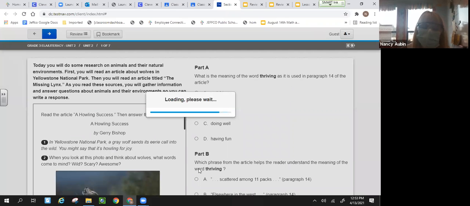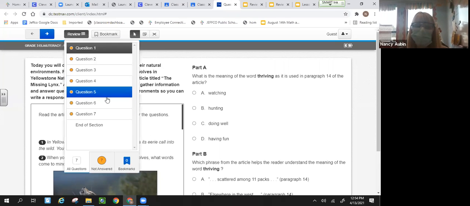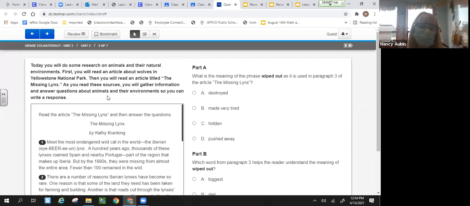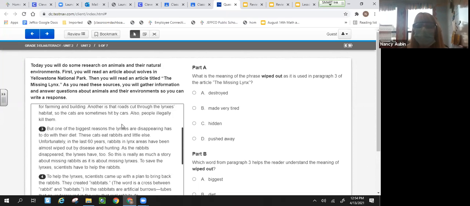And we looked at A Howling Success, how they introduced wolves back into Yellowstone National Park. And then we practiced all of our strategies. After that, I asked you to go up to number 5. You can get to it by clicking the review. And I asked you and your partner to read the missing links and then to answer the questions.